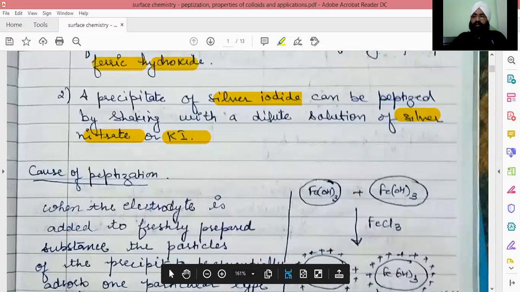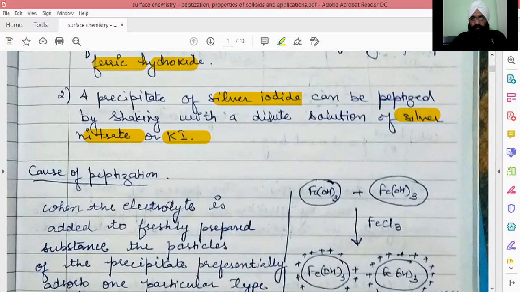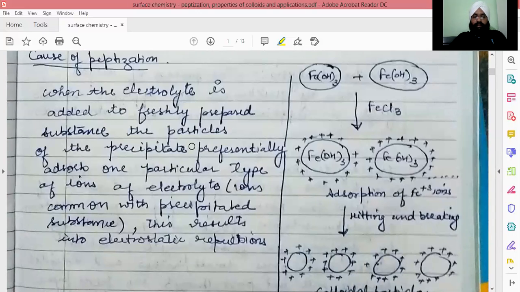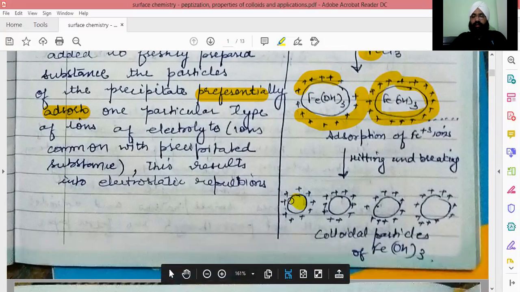Now, what is the cause of peptization? Why are the precipitates converting to colloidal size by the addition of electrolyte? So here the reason is preferential adsorption. The ion which is common to the precipitates, from the electrolyte, is adsorbed at the surface of the precipitate particles and creates electrostatic repulsion between those particles, converting them to colloidal range. So this is how it works.